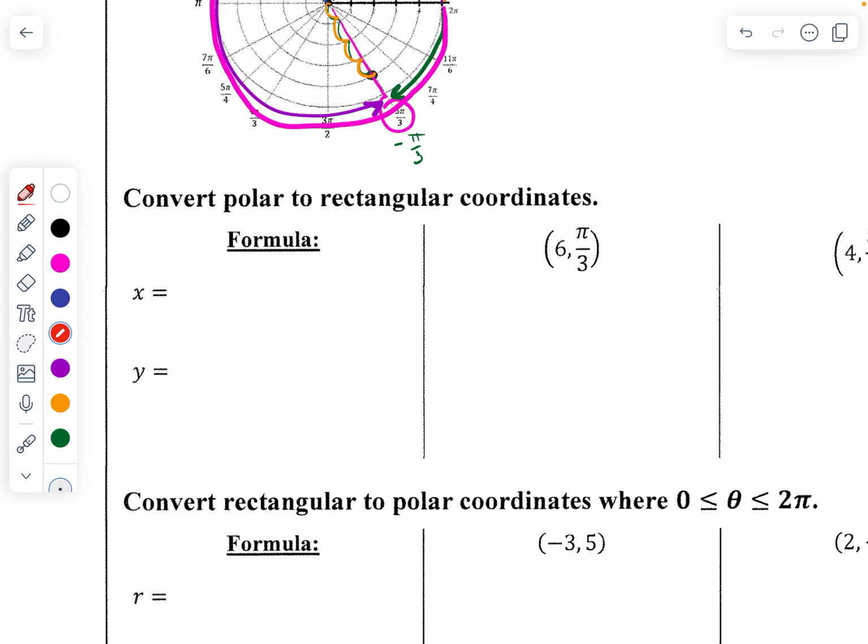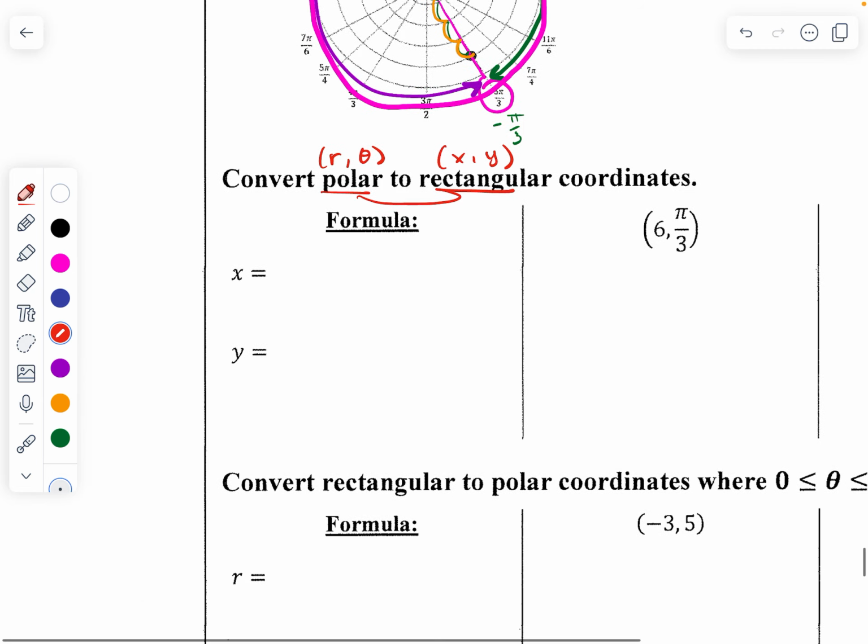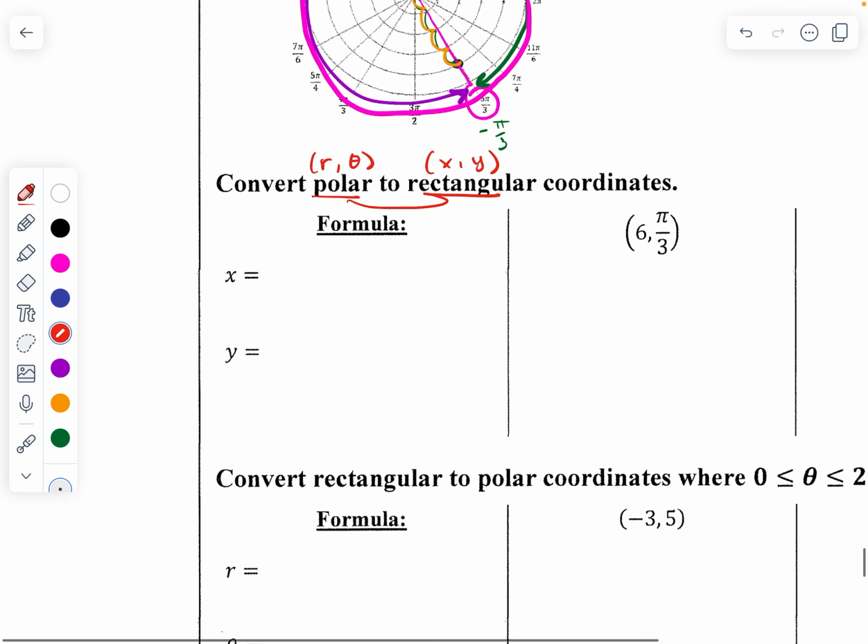So let's convert polar to a rectangular coordinate. Remember, rectangular is x comma y, but polar is r comma theta. So how do we go from r, theta to x comma y? Well, I'm going to put this over here in the margin.